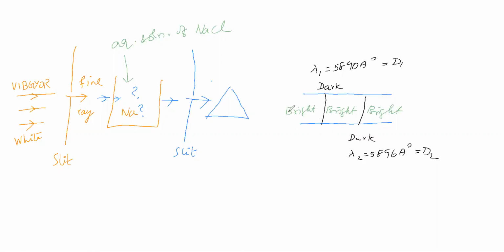You are asking whether this bright area is yellow in color. So one question is what color this bright area has. The second question is whether the dark line has any wavelength. These two questions we have to discuss.